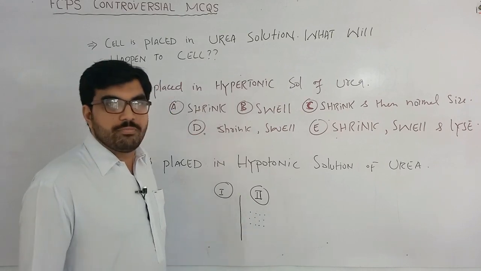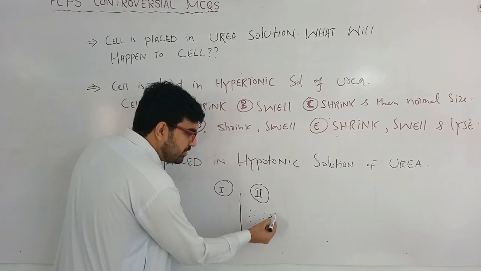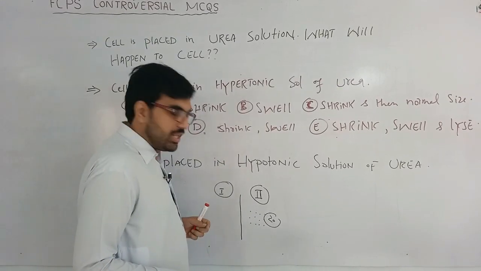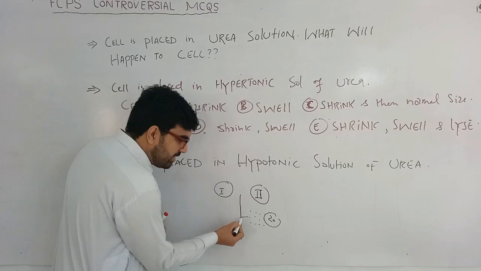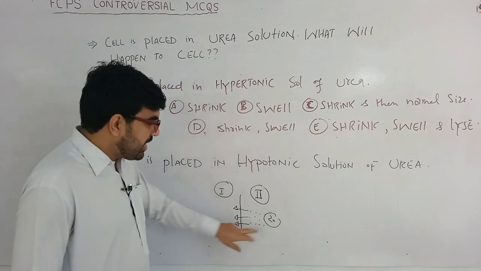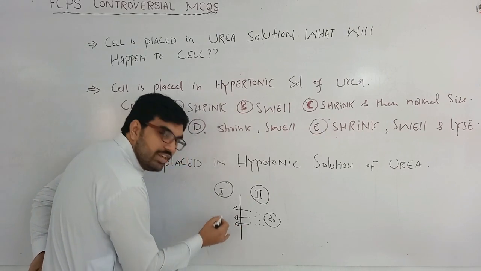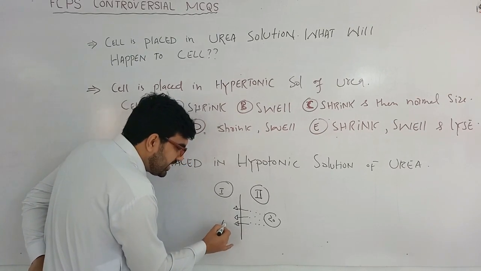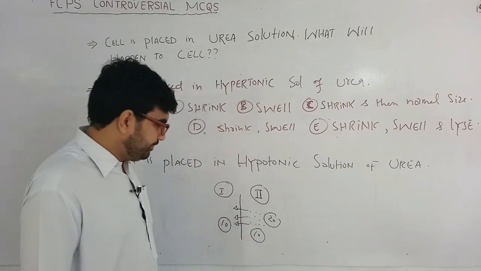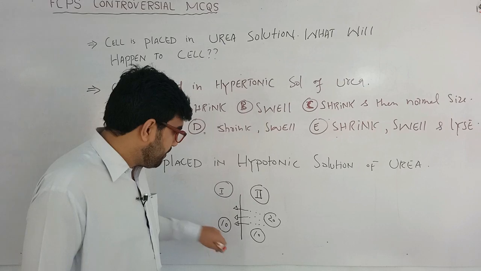until there is equilibrium. Now, what does equilibrium mean? If we have 20 molecules of urea in one solution, and in another solution we have no urea molecules, what will happen? The urea molecules freely move through the semi-permeable membrane until there is equilibrium. Equilibrium means there is equal distribution of urea molecules. So 10 molecules here and 10 molecules there.